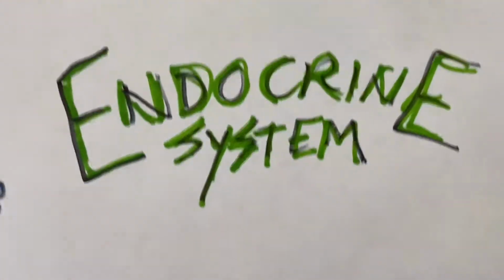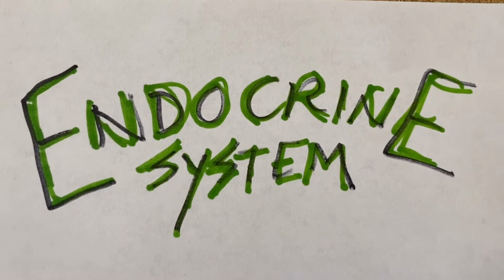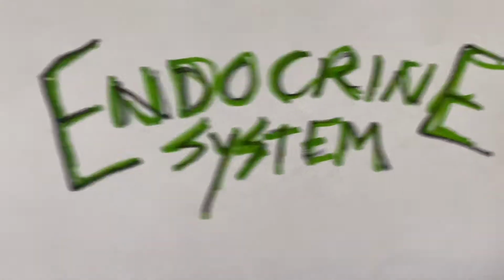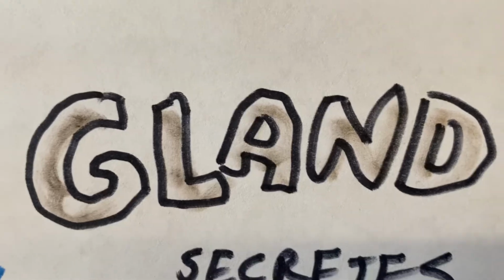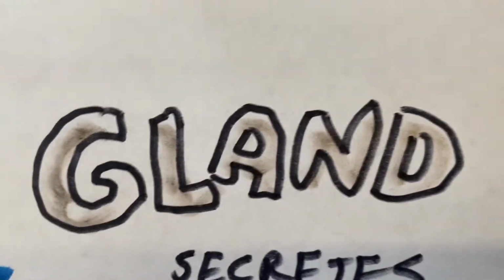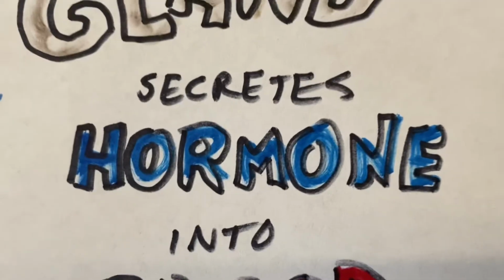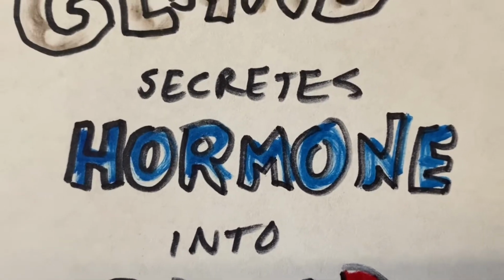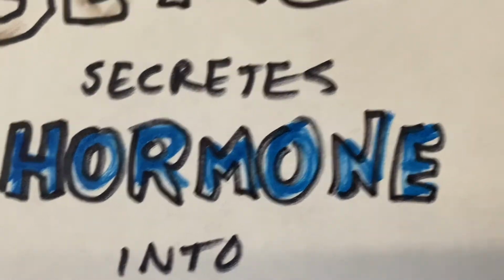Yeah, the endocrine system. Or endocrine system. I still don't know what to call it. And of course, they're glands. Actually, your first question is, can you name a gland of the endocrine system? Glands secrete chemicals called hormones. Next question, can you name a hormone? Give me an example of a hormone.